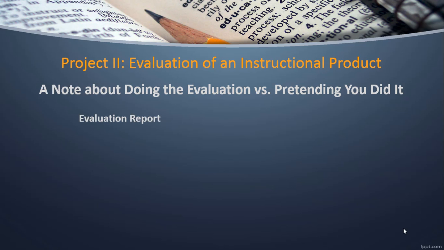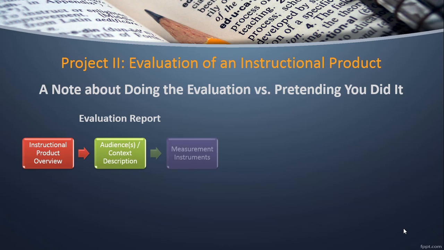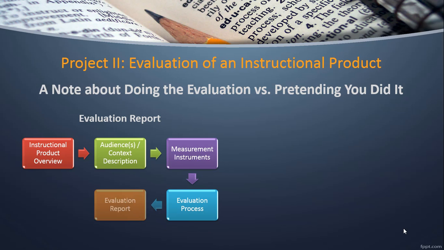So if you do the evaluation, you're going to produce a report, and the report is going to have the parts that we talked about before, which is going to be the instructional product overview, the audience and context description, the measurement instruments, a description of them along with the rationale. You're going to have your section detailing the evaluation process, then the evaluation report, and then the appendix, in which you will include an actual copy of your level 1 and level 2 instruments.